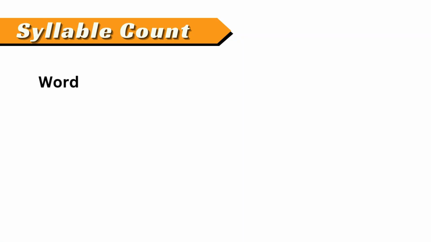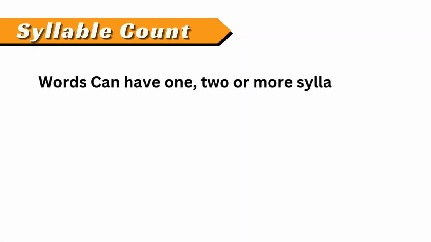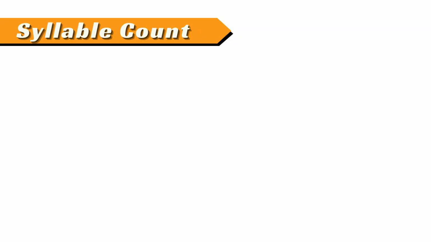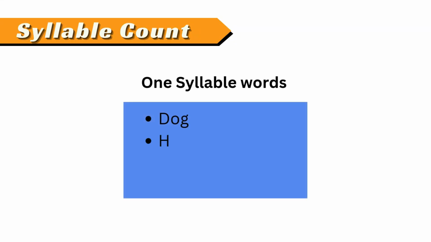Let us see some examples of syllabled words. Let me tell you that we can have one syllable words, two syllable words, three syllable words, or even more. Let's look at them in detail. One syllable words are like dog, hot, pot. You can see we speak them in one breath. So these words are spoken in a single breath.